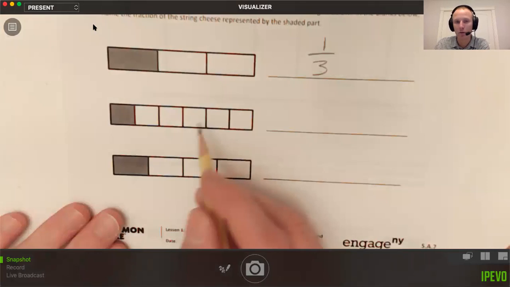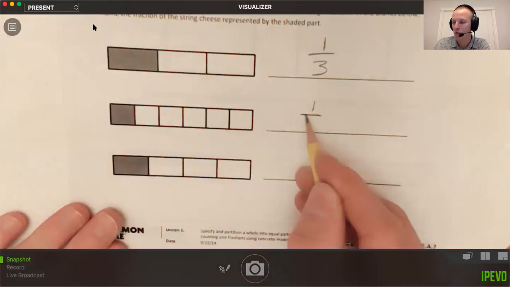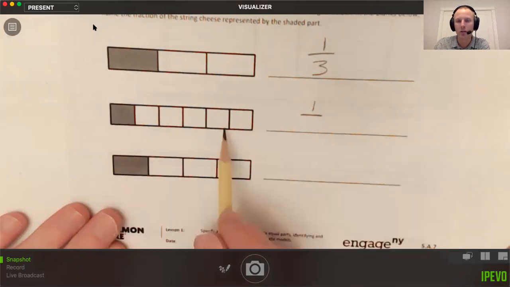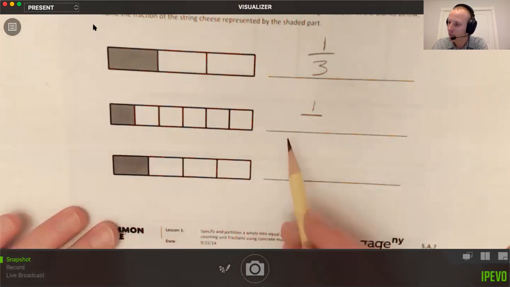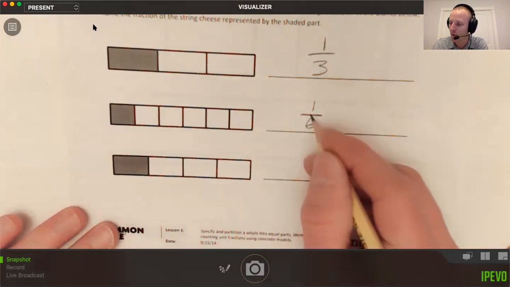Same process here for this one. The numerator is going to be 1. So we're dealing with unit fractions here. And then you think, how many altogether were there? How many make up a whole? 1, 2, 3, 4, 5, 6. 6 pieces make up a whole. And the shaded part represents 1 of those 6. So 1 out of 6, or 1/6.